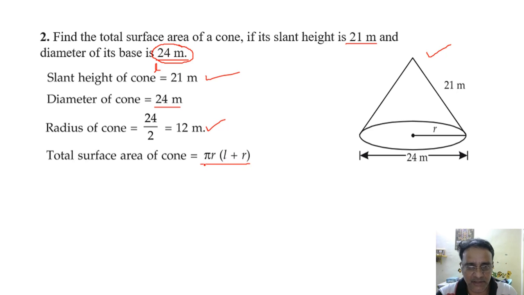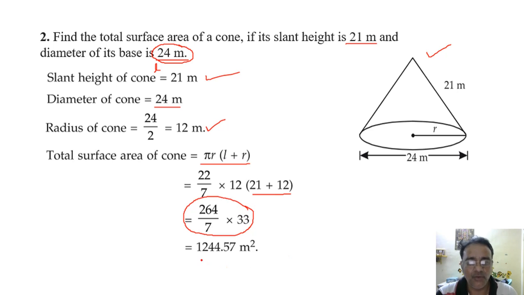Now we'll substitute the values of pi, r and l. Pi is 22 by 7, r is 12, and 21 plus 12. ठीक है? So 264 by 7 and this will be 33. So we will get the approximate value 1244.57 meter square. Okay. So any doubt in this question? No, sir. Right.